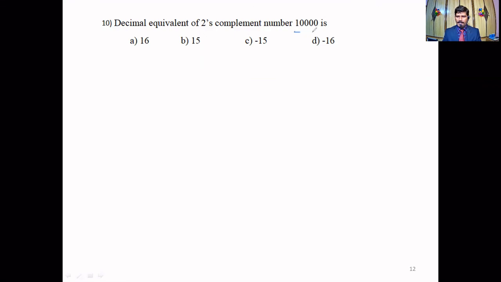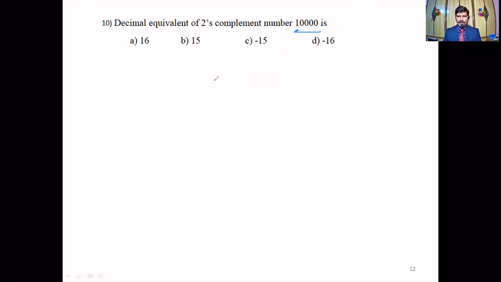A number is given here, 10000. You have to find out the decimal equivalent. This number is in 2's complement format, right? Is it a negative number or a positive number? Obviously the 1 is the minus sign, that is a negative number. So either C or D should be correct.